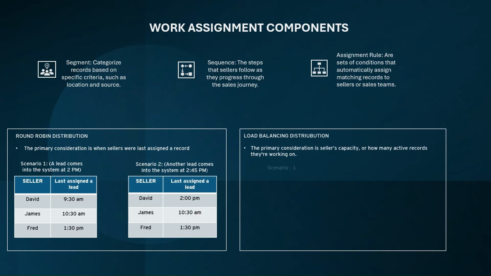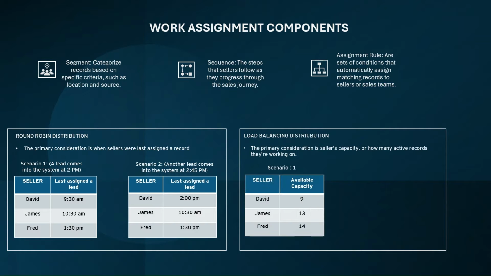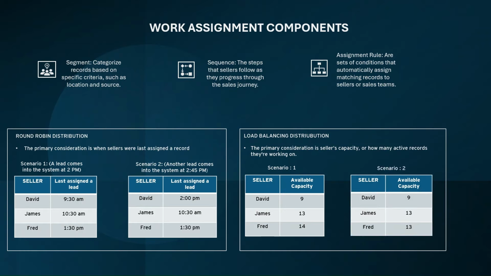Scenario 1. A lead comes into the system. As you can see, Fred's capacity is more than James or David. So Fred gets the new lead and his available capacity is now 13, like the capacity of James. Let's consider another scenario. Fred and James are equally available, but Fred got a lead more recently, so the new lead is assigned to James based on the round-robin criteria.